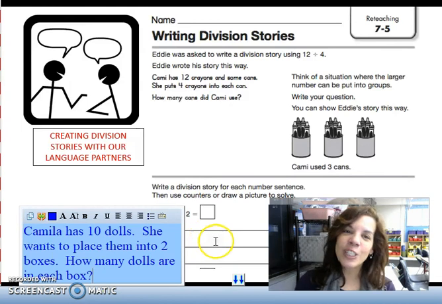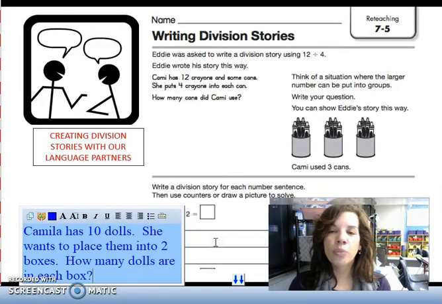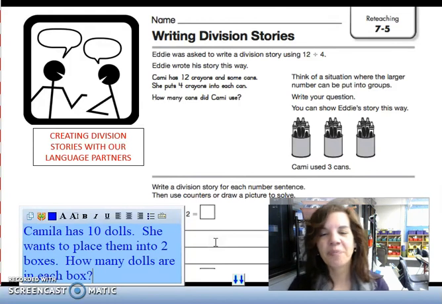So good luck, boys and girls. Today we're learning how to write division stories, division situations. Remember, help your reader by giving them a situation that is super clear about the number of objects and what they are going into. Good luck.